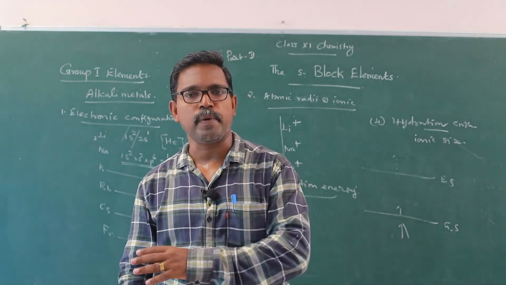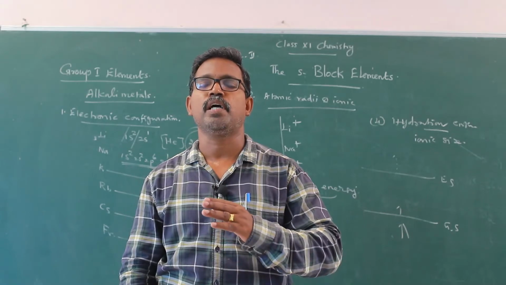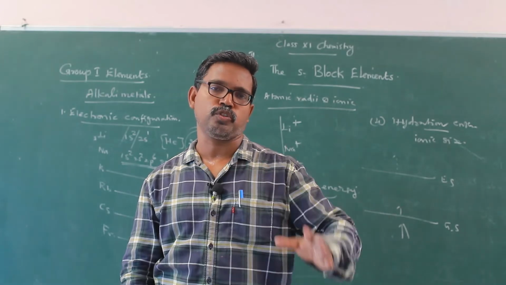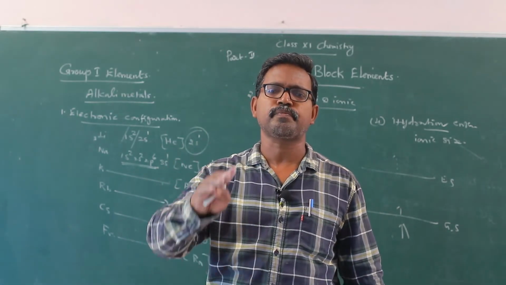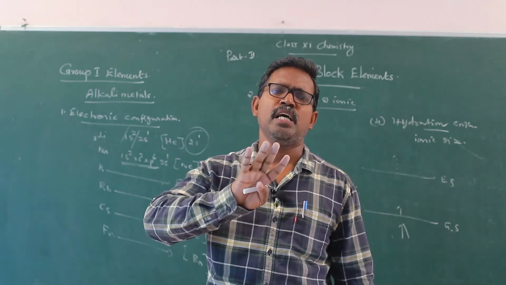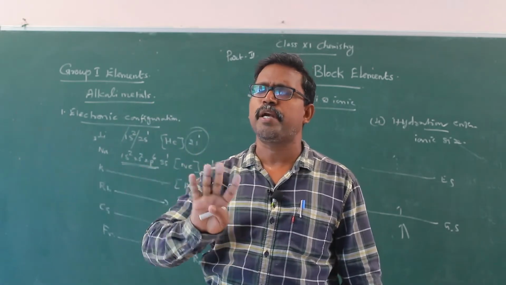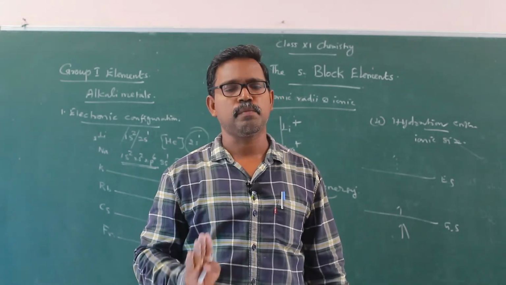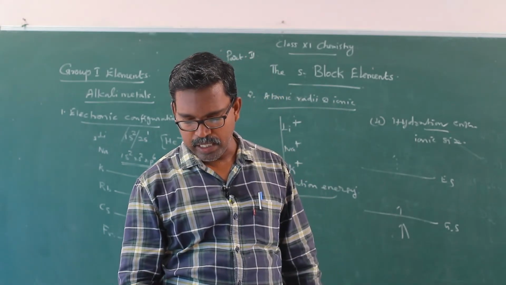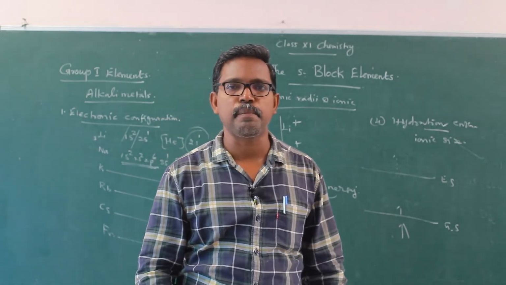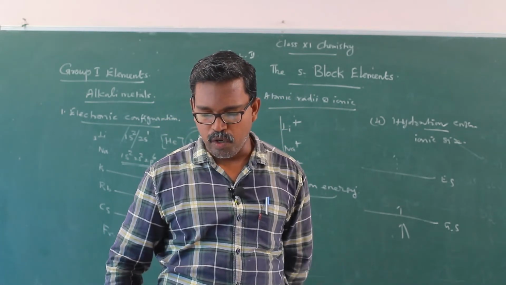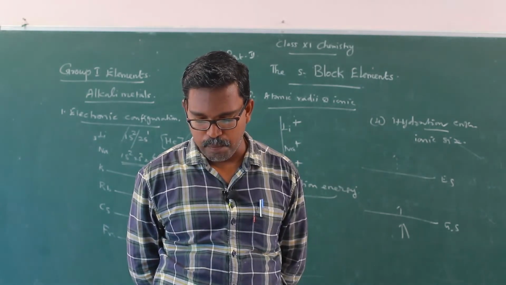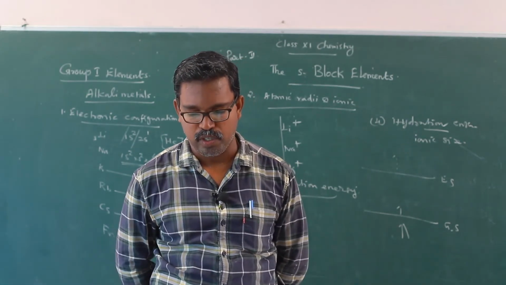It imparts a particular color when it returns to the ground state, emitting radiation in a particular wavelength region of the visible spectrum. For example, lithium shows a crimson red color, sodium yellow, potassium violet, rubidium red and cesium blue. The lambda values are also given.